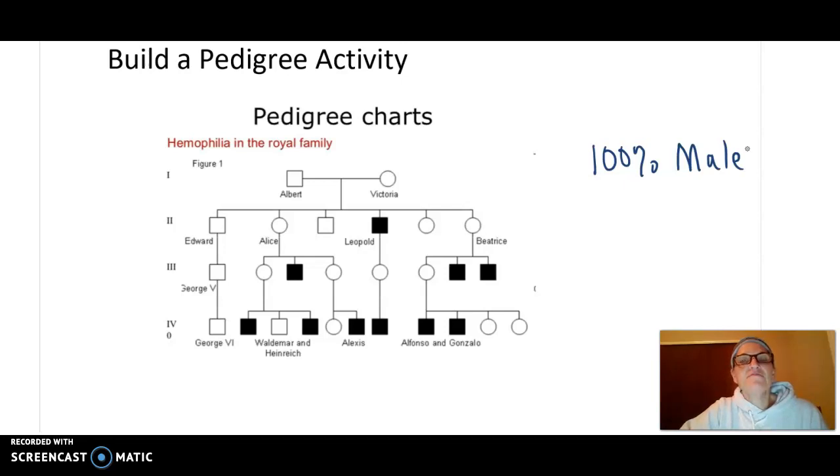However, if you take a closer look, you also are going to notice that there is no affected male who passes it on to an affected son. And so no father passes this disorder, hemophilia, on to his son.